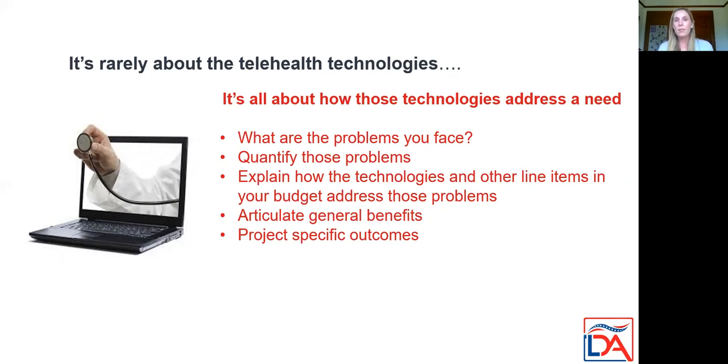So you don't typically spend a couple hundred pages of your grant narrative talking about the actual technology details, the ins and outs of how it works. You talk about why you're requesting budget for these technologies and what those technologies will help you accomplish as your mission for those that you serve.